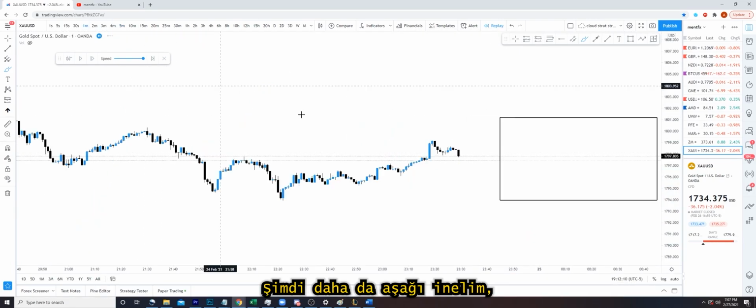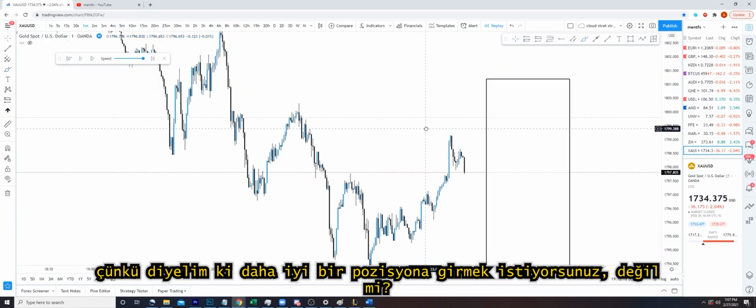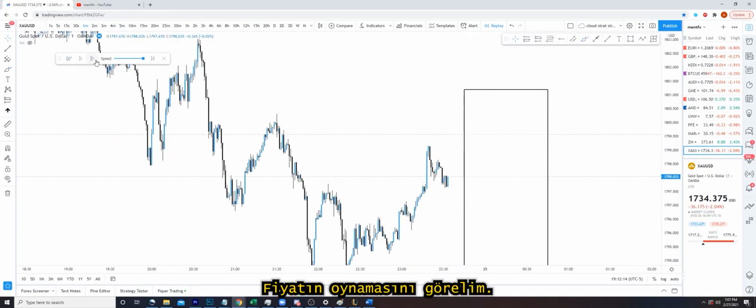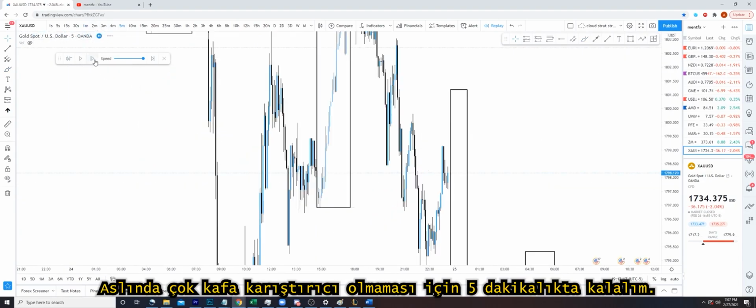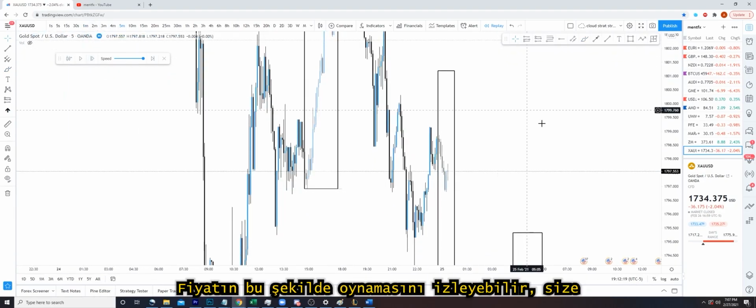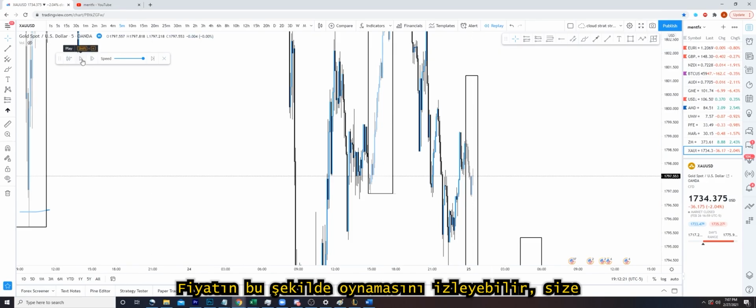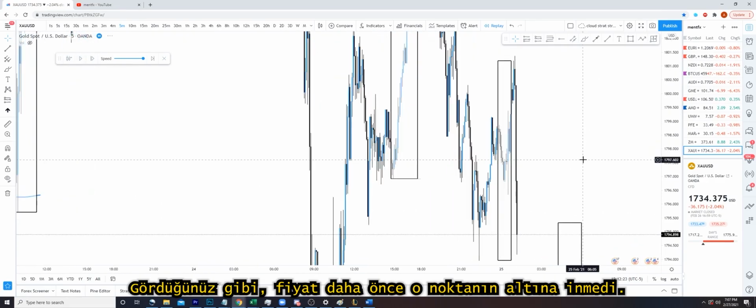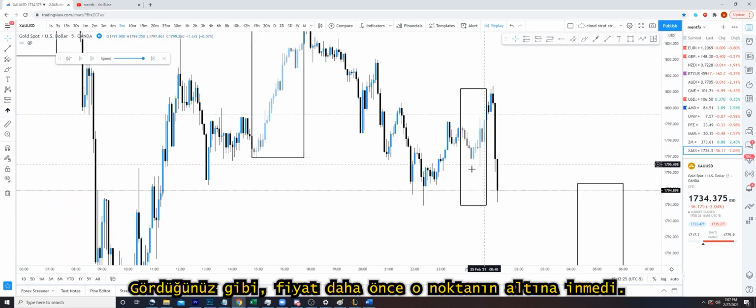Now, let's get even lower because let's say that you want to get into a better position, right? Let's see price play out. Actually, let's stay on the 5-minute just to not keep it too confusing. You can watch price play out as such, waiting for it to give you potential setups. As you can see, price has never gotten below that point before making a new high.